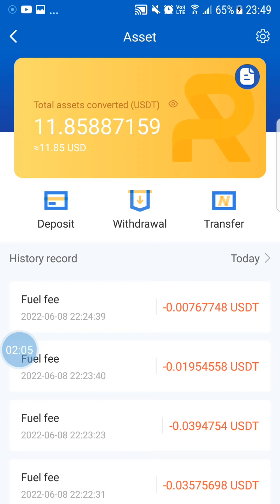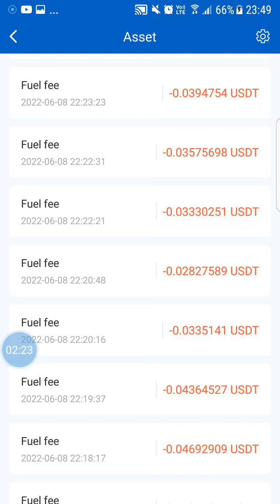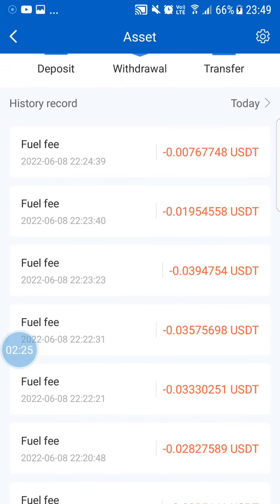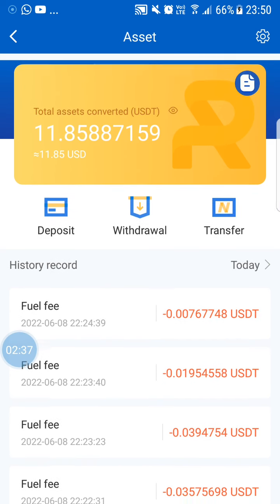With that, it simply shows that the 20 US dollars has been reducing gradually as per the fuel fee deduction, or the gas fee deduction, every time the bot sells. You can see here all these are the transactions of gas, and that is the 20% performance fee of the bot of RoyalQ.